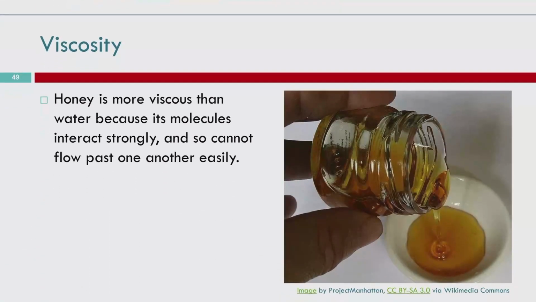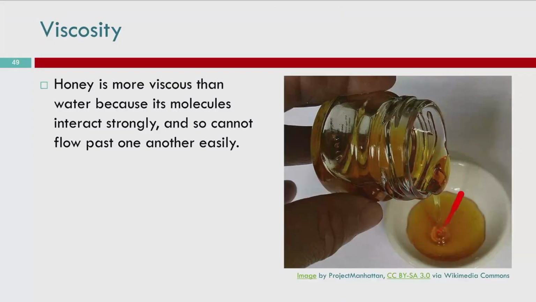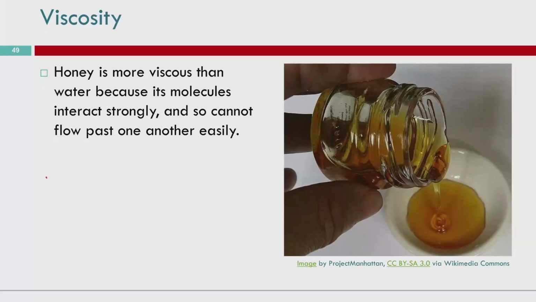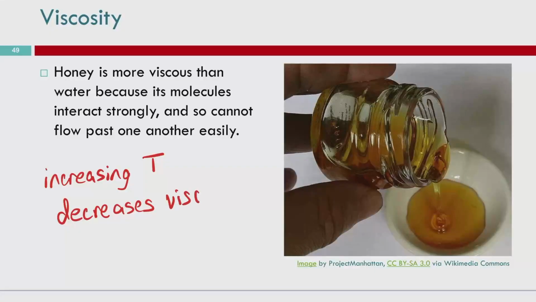Honey is a great example. Honey tends to be very viscous. What happens if you heat up honey? Does it flow faster or slower? It flows faster. When you heat it up, you give it more energy, so the molecules can move more because they've got more energy to get away from their neighbors. Increasing temperature decreases viscosity. So hot honey runs faster than cold honey.